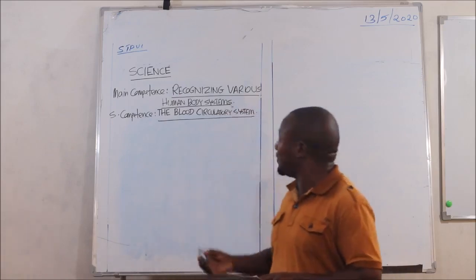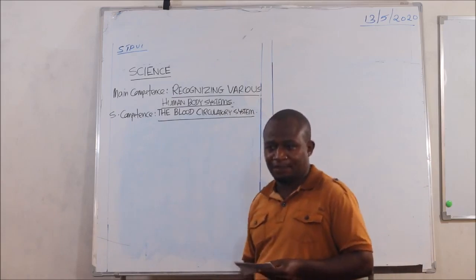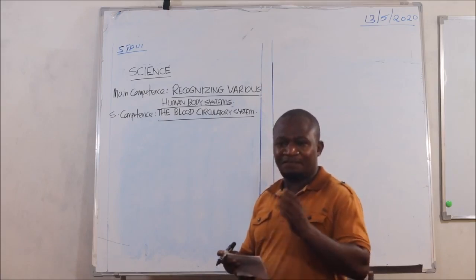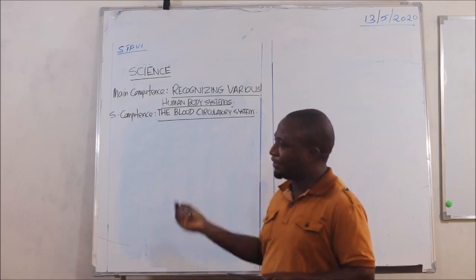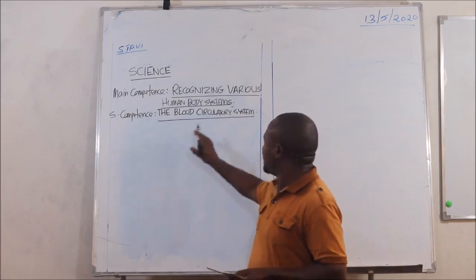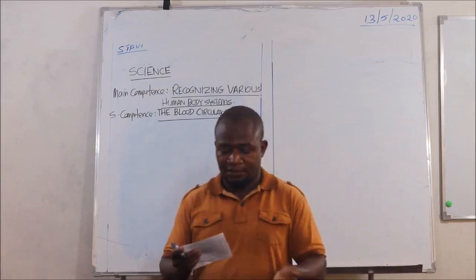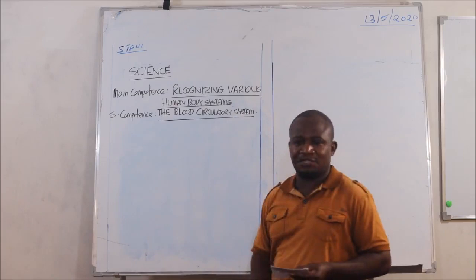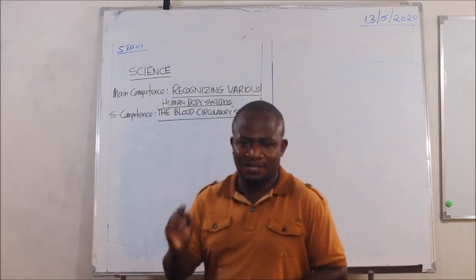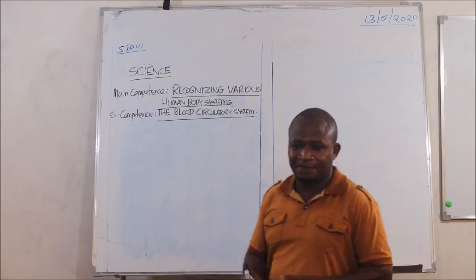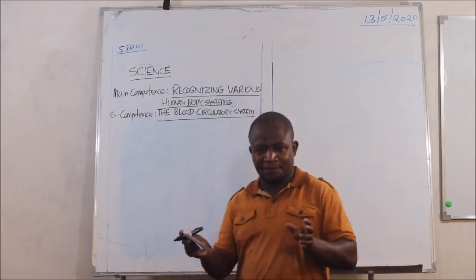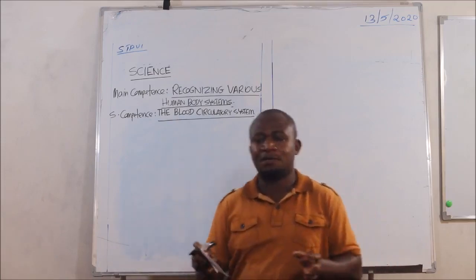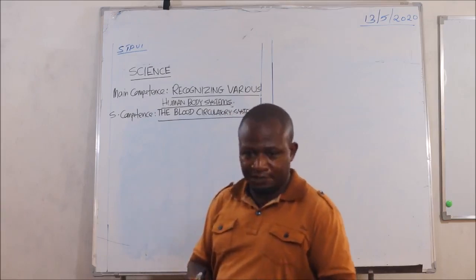Well, coming to the blood circulatory system, I want us to focus on the whole thing, looking at some very important things in it. Now, before I go to the blood circulatory system, I would like to touch on some few terms which are used. Well, we have a system. As far as science is concerned, a system can be defined as a group of organs which perform a particular function. A group of different organs which perform a particular function.